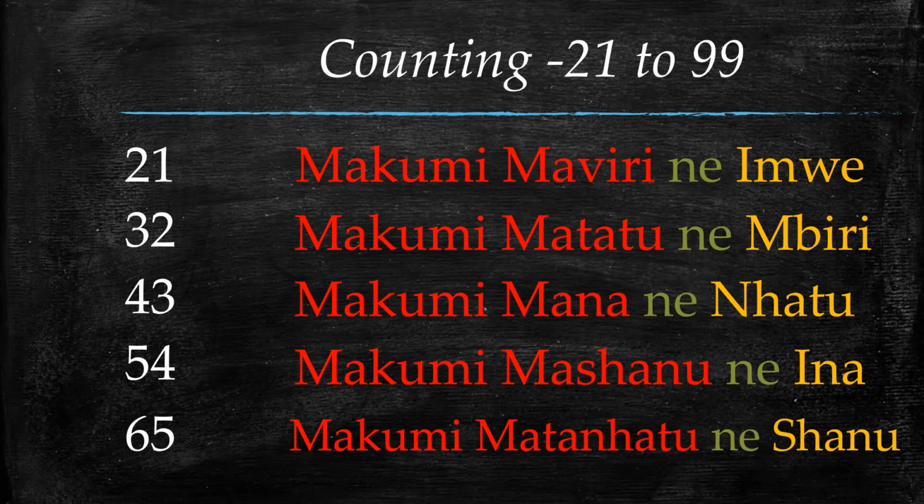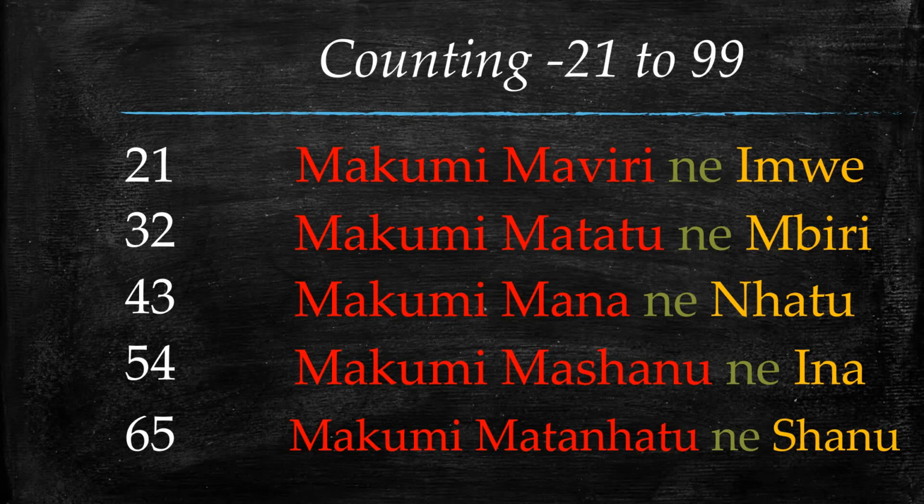Number 21 becomes makumi maviri ne imwe. Ne is just an equivalent of and. So makumi maviri ne imwe means 2 tens and 1, which is 21. That's how generally the numbers are structured. And 32 becomes makumi matatu ne mbiri.